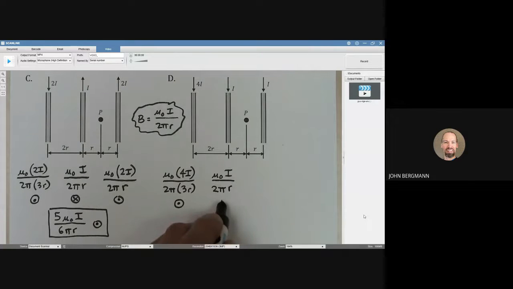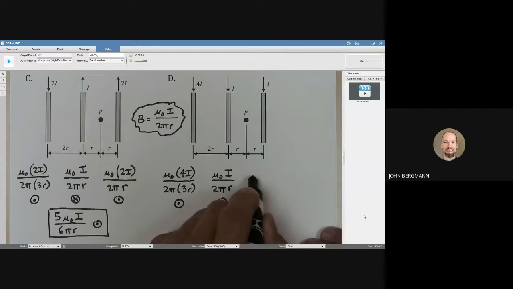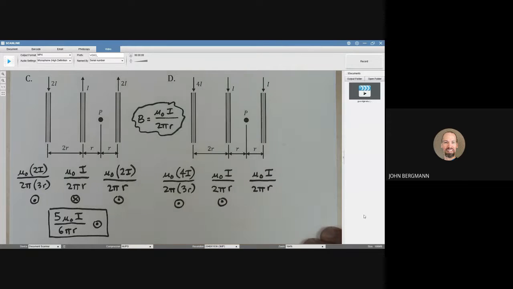Out of the page. Wire on the right, mu naught I over 2 pi. How far away? r. What direction? Into the page. Well, you know what? Those two cancel each other, don't they? Look at that. So I'm thinking that the answer for this case is going to be, what is that? 2/3? 2 mu naught I over 3 pi r out of the page.